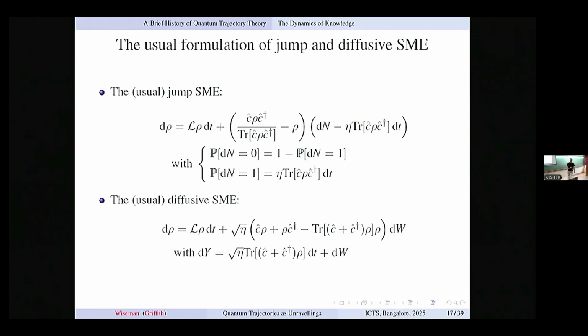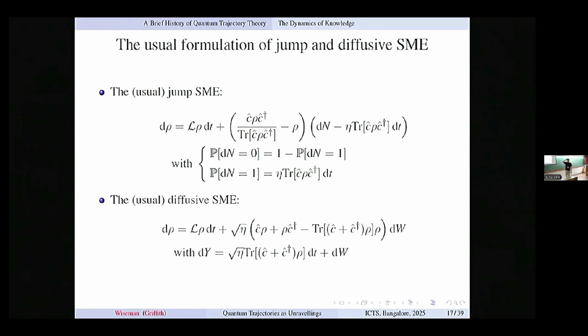The reason is that I visited Howard Wiseman in Australia last year for 4 months, mostly to discuss foundations, but we also discussed a little bit of quantum trajectories. And we found a way to unify the diffusive and the jump stochastic master equation. So the goal of this second part of the lecture is to show you the unification and why we think it's interesting. But first, we'll start with the usual formulations of the jump and the diffusive stochastic master equation.